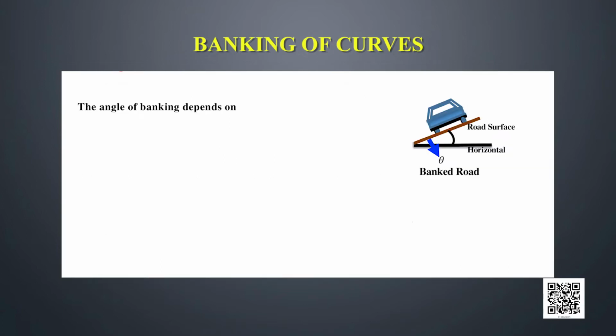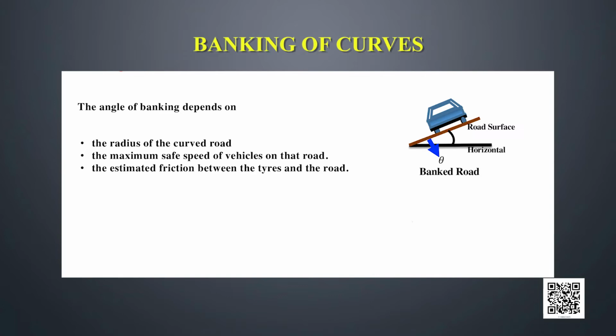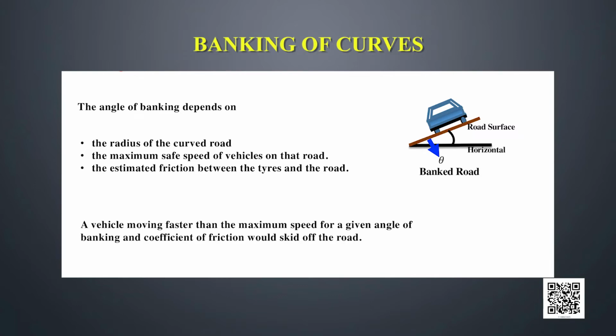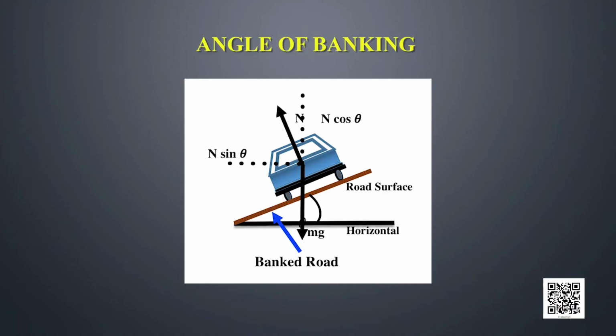The angle of banking depends on the radius of the curved path, the maximum safe speed of the vehicle on that road, and the estimated friction between the tires and the road. A vehicle moving faster than the maximum safe speed for the given angle of banking and the coefficient of friction would skid off the road, causing an accident. Now here we have a diagram of a car on a banked road.